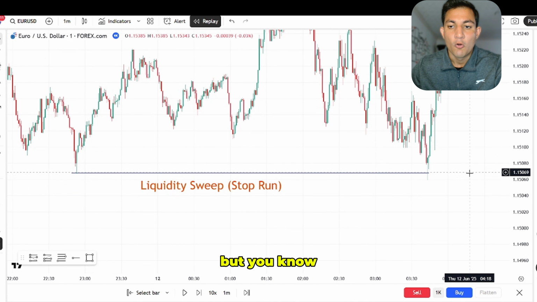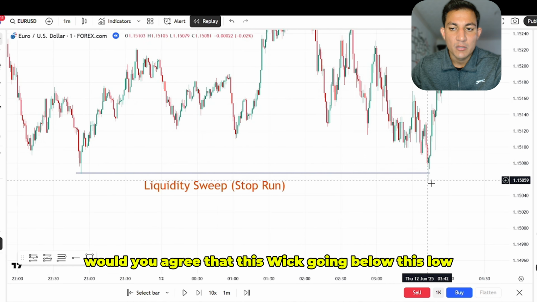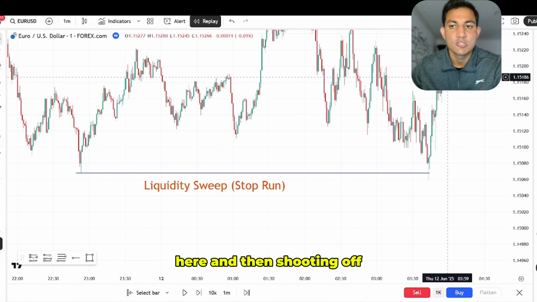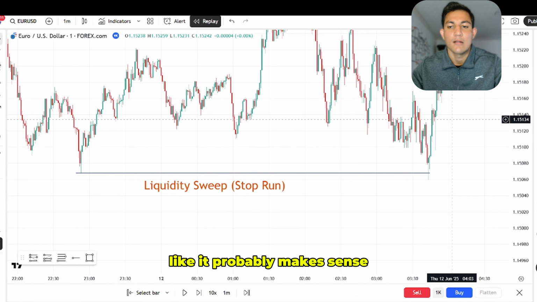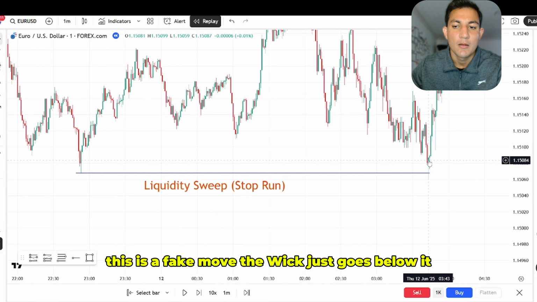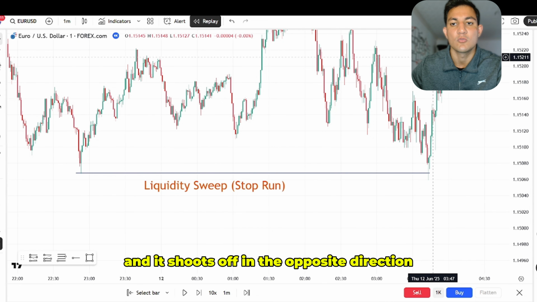But would you agree that this wick going below this low here and then shooting off, would you agree that that's a fake move? Right, probably. Like, it probably makes sense. This is a fake move. The wick just goes below it and it shoots off in the opposite direction.